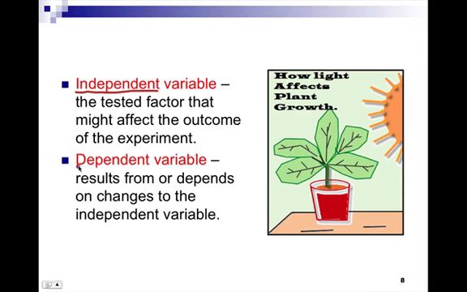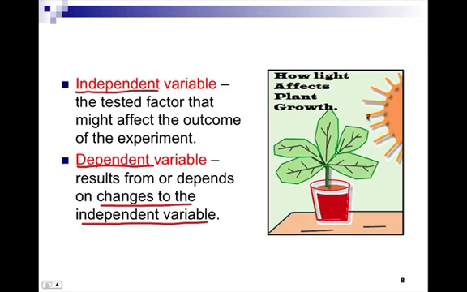The dependent variable results from or depends on changes to the independent variable. So once again, the dependent variable is the result from or depends on the change to the independent variable.